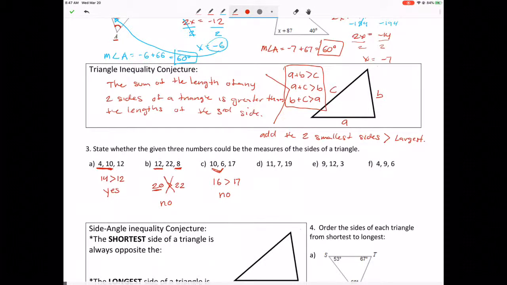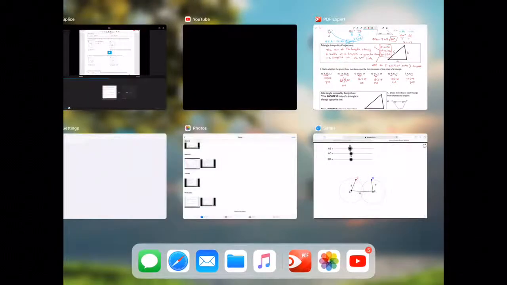Okay, let's try this next one. These are our two smallest. All right, that gives us 18. Is 18 greater than 19? No. Okay, look at these two smallest. That gives us 12. Is 12 greater than 12? No. Okay, so these are a lot of non-examples. Okay, and then our two smallest here, that gives us 10. Is 10 greater than 9? You bet it is.